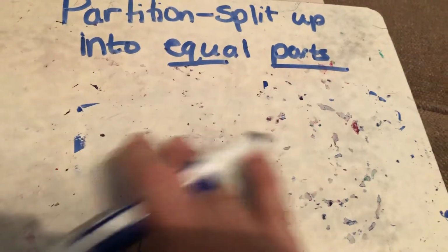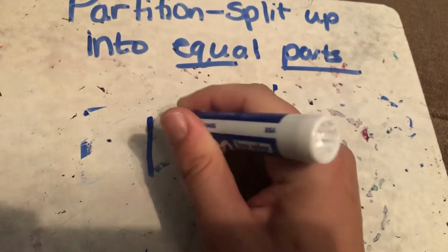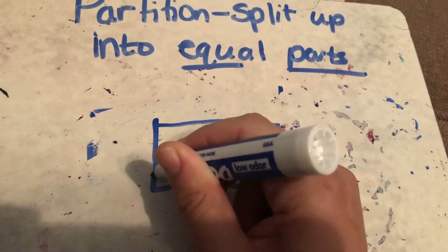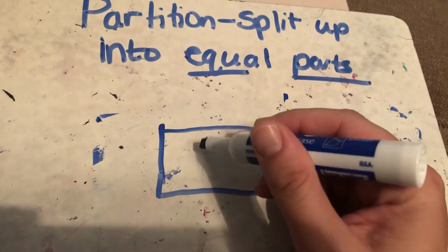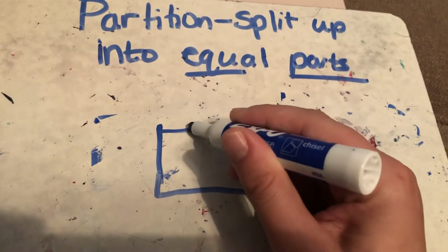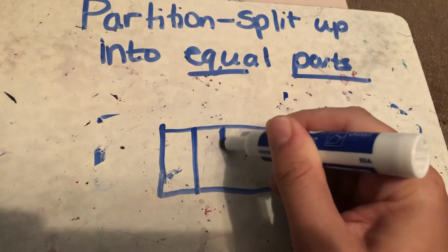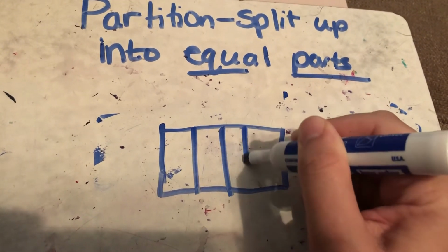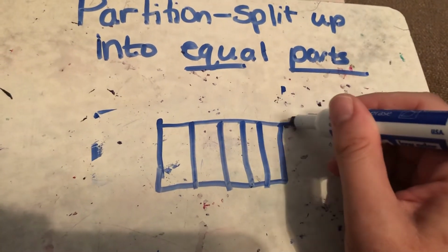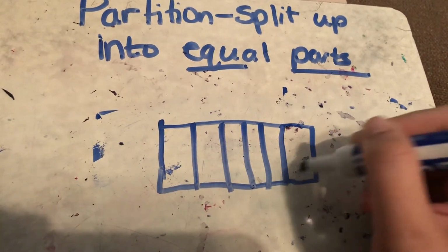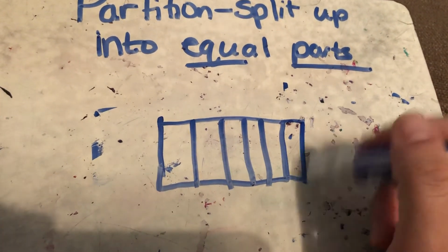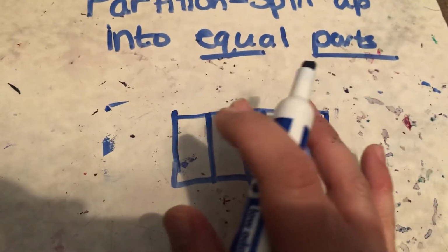Let's try one more. Okay, we're going to draw a rectangle. You should be following along. If you want to, you can do these with me. Okay, we're going to partition this into 6. That means I need 5 lines. I'm going to try to make them as equal as possible. 1, 2, 3, 4. I messed up on that one. That's okay. See, this is not equal, so I'm going to try to make it smaller. Okay, so you want to make them as equal as possible.